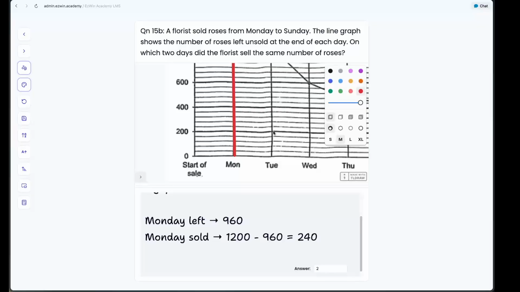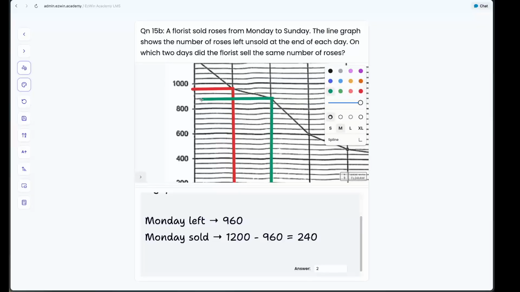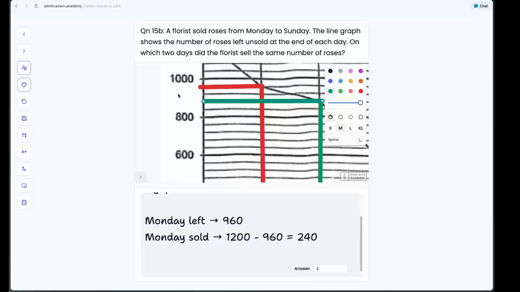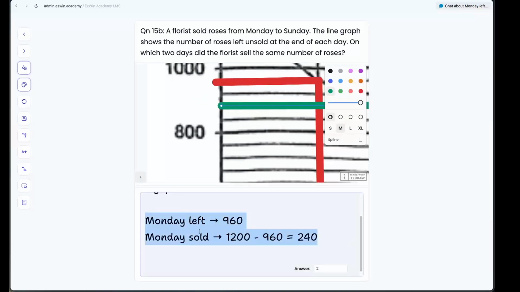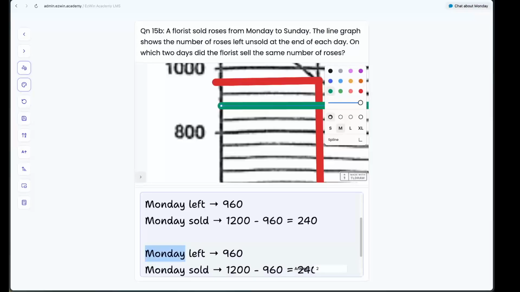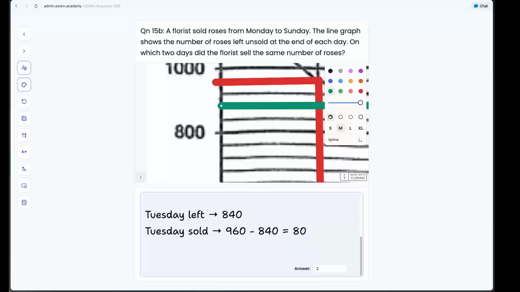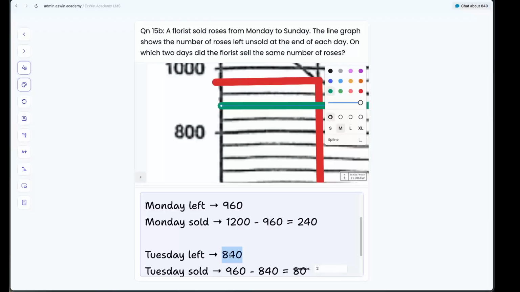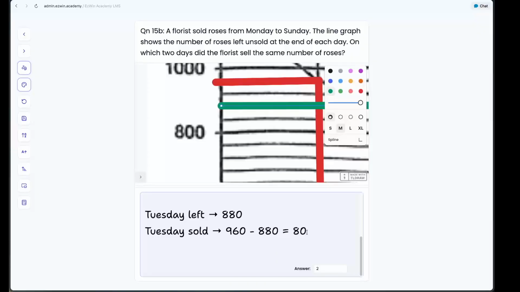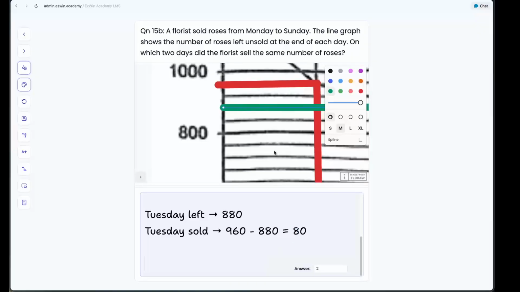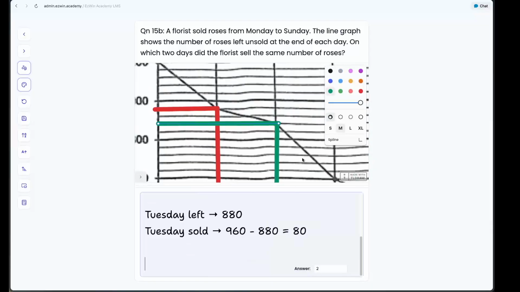Let's go to Tuesday. Tuesday over here is in the middle, so that means it is 2 gaps. We are going to do the same thing. Tuesday left is 880, not 840, because of 2 gaps. So for Tuesday sold, we do 960 minus 880, and this will give us 80. Is it the same? Nope. Let's move on to the next one.